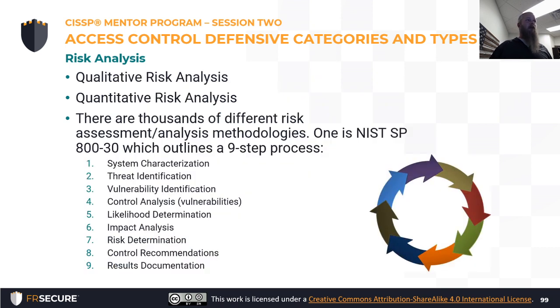Qualitative risk analysis and quantitative risk analysis, I already gave you the definitions between the two. Qualitative is using opinions, expert qualified opinions. Quantitative risk analysis is using hard numbers of some sort.